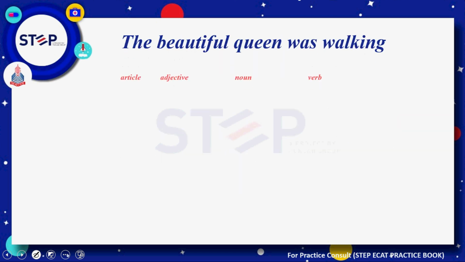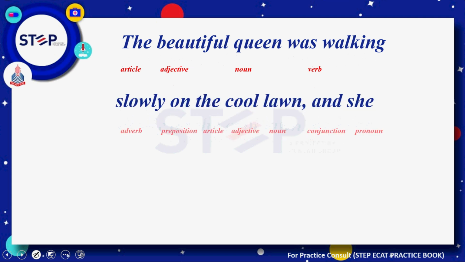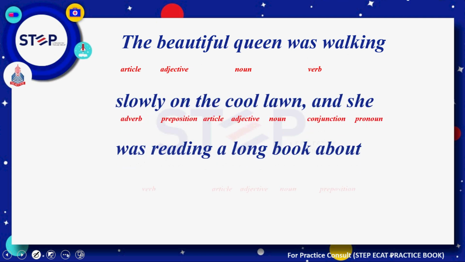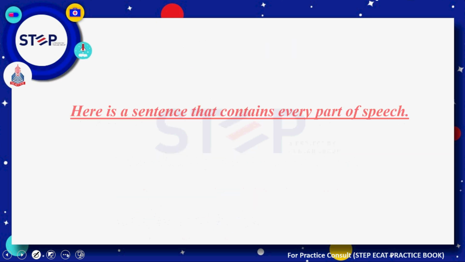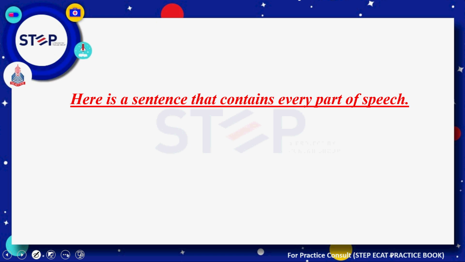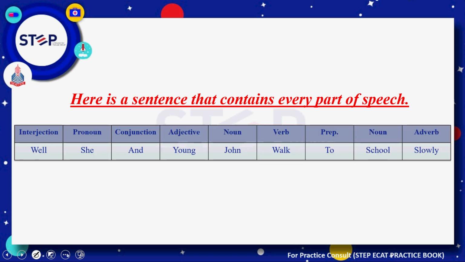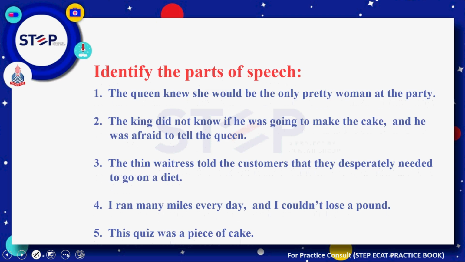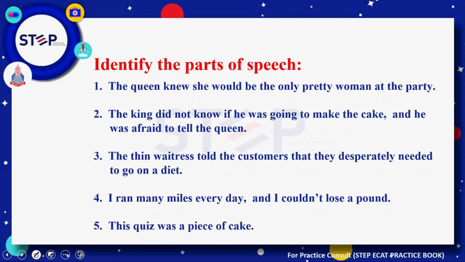Okay, the beautiful queen was walking. As I told you earlier, we've already solved it, and now the sentence is in front of you in the solved manner. Okay, that's it. Now, here's a sentence that contains every part of speech. It's to introduce some interest into the topic. Let's look at this sentence, and almost all parts of speech are present in this sentence. Okay, now there's the practice for you. You people are supposed to do this practice yourselves.